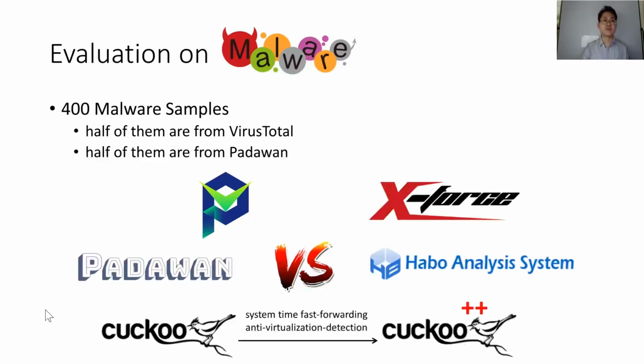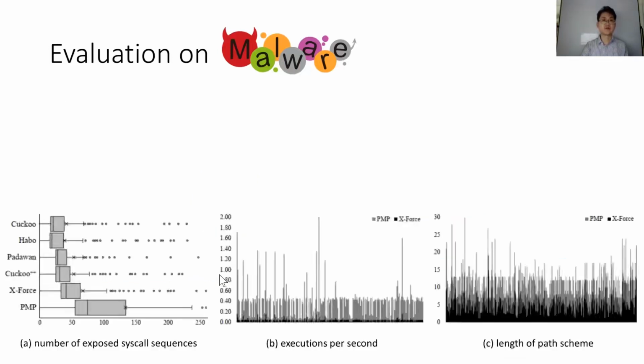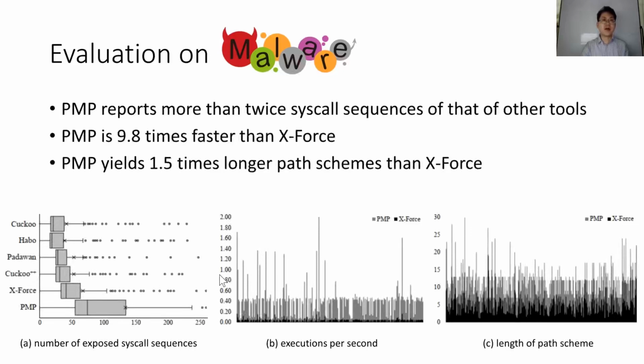Besides, we implemented 2 popular anti-evasion methods, that is, system time fast-forwarding and anti-virtualization detection, as extensions to Cuckoo. We named the extended system Cuckoo++. The comparison is performed on different aspects. The figures on this slide show the overall result. On average, PMP is 9.8 times faster than X-Force and exposes 1.5 times more behaviors than X-Force.